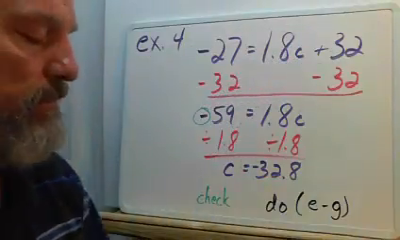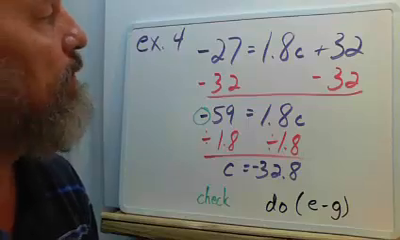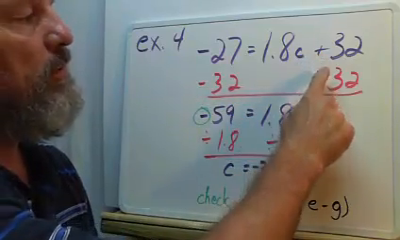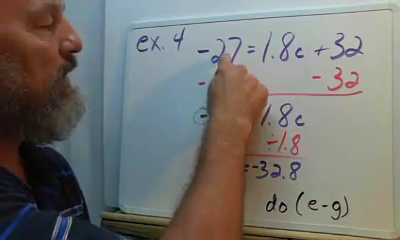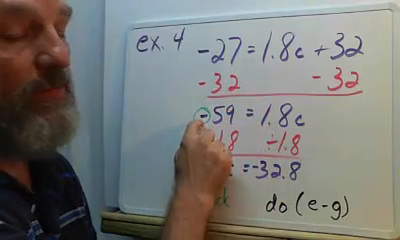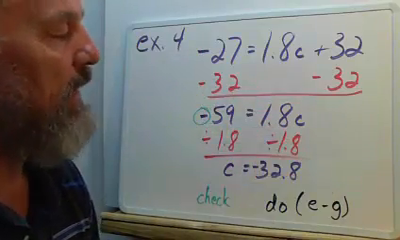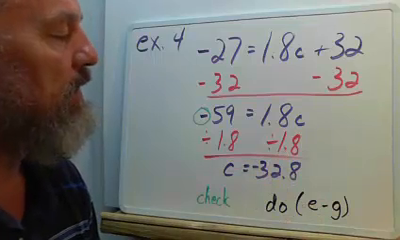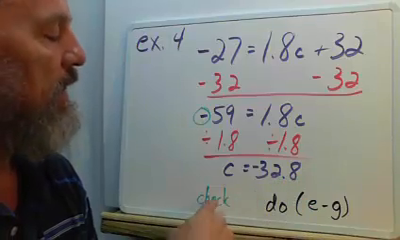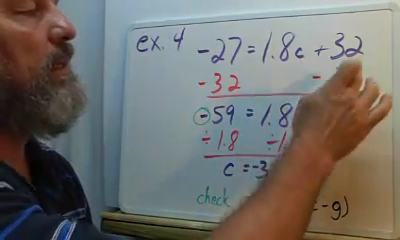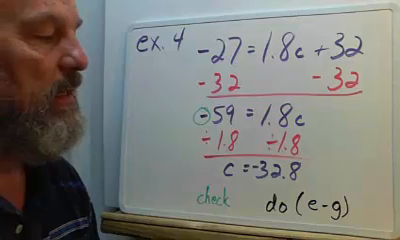Example number 4. We have -27 = 1.8c + 32. So we're going to get rid of the addition by subtracting, and we're going to subtract 32 from both sides. It's a negative and a negative here, so we can add these up. It's 59 and it's negative 59. Don't forget to pay attention to our signs here. And we have 1.8c. So we're going to divide both sides by 1.8, and we get c = -32.8. Put that in your calculator, multiply it by 1.8, add 32, and you should get negative 27. Please press pause and do letters E through G.